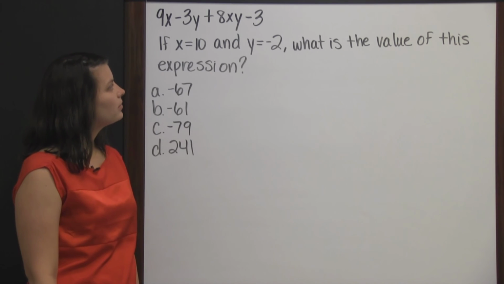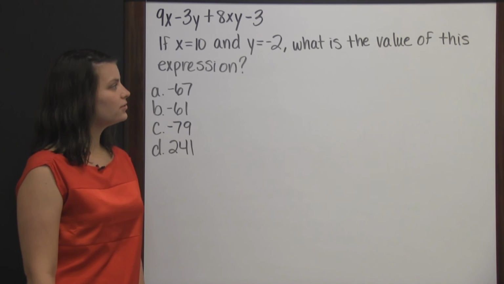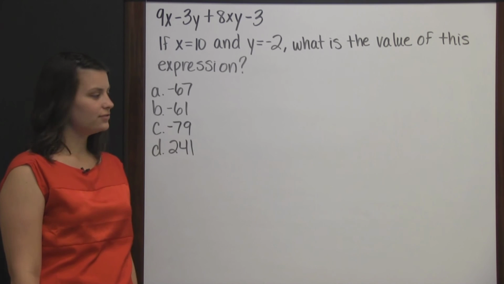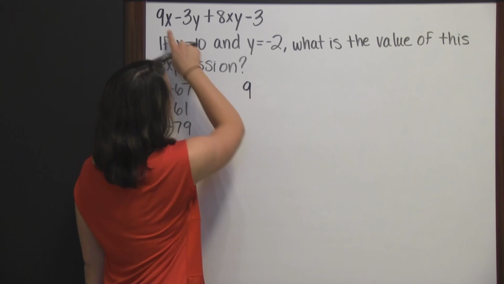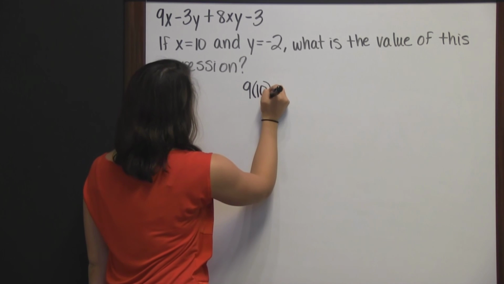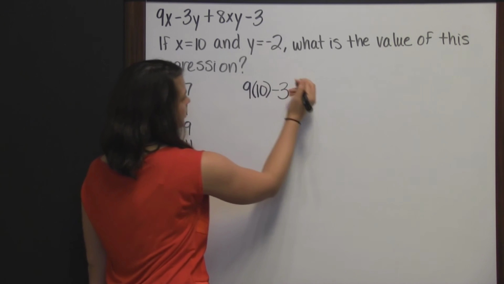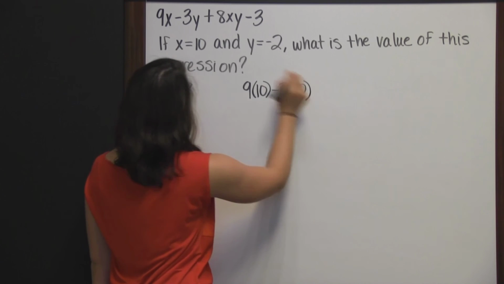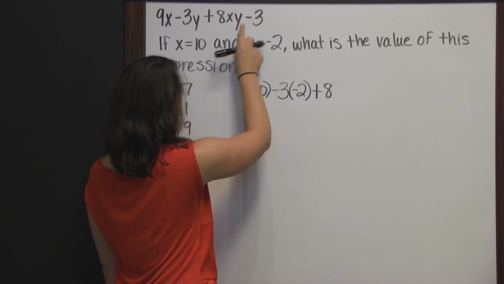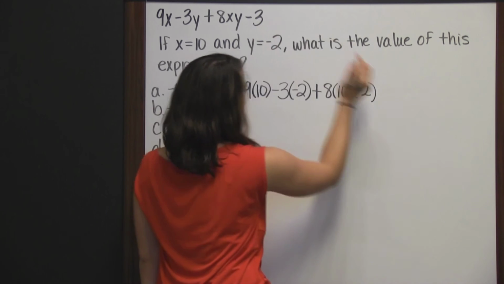(9x minus 3y plus 8xy minus 3). If x equals 10 and y equals negative 2, what is the value of this expression? First, we need to substitute. 9 times x, and we're replacing x with 10. So 9 times 10 minus 3 times y, and we're replacing y with negative 2. Plus 8 times x times y, so times 10 times negative 2. Minus 3.